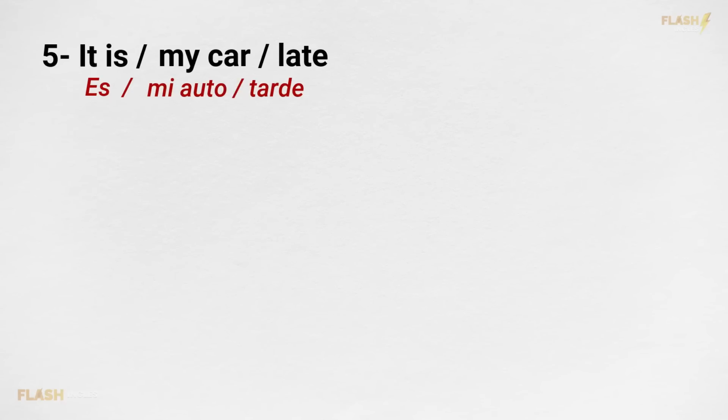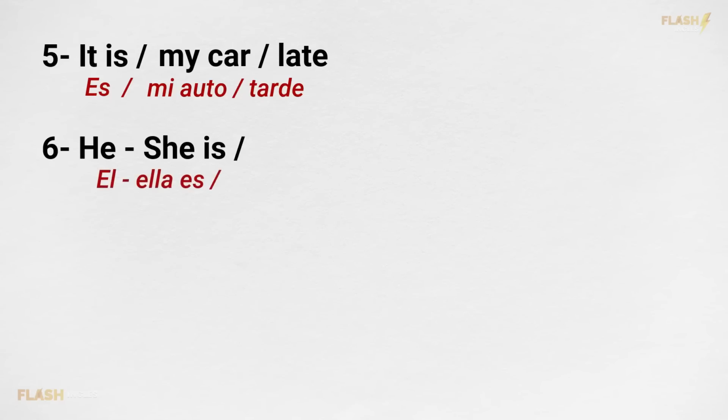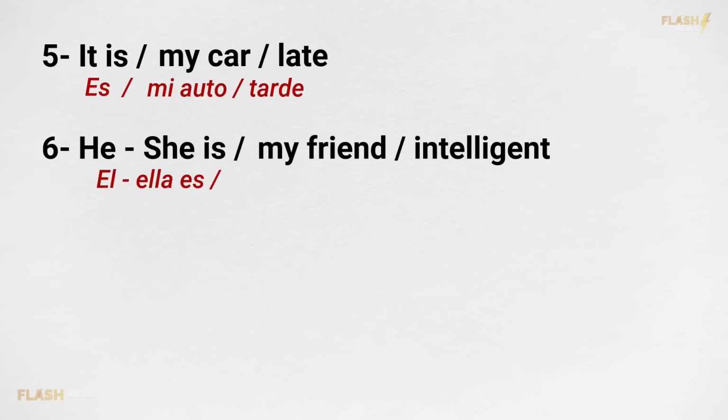Número 5. It is. Es. It is my car. Es mi auto. It is late. Es tarde. Número 6. Aquí vamos a usar dos pronombres, he y she. He, she, is. Él, ella, es. He, she, is my friend. Él, ella, es mi amigo o amiga. He, she, is intelligent. Él, ella, es inteligente.